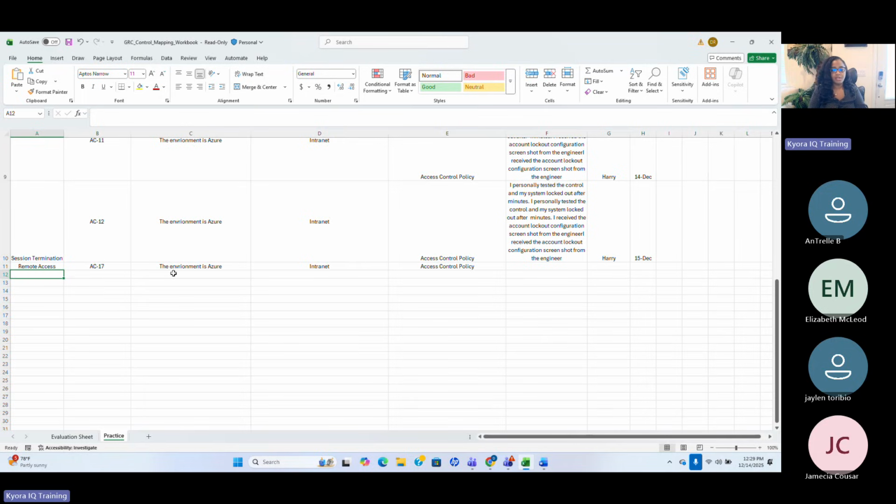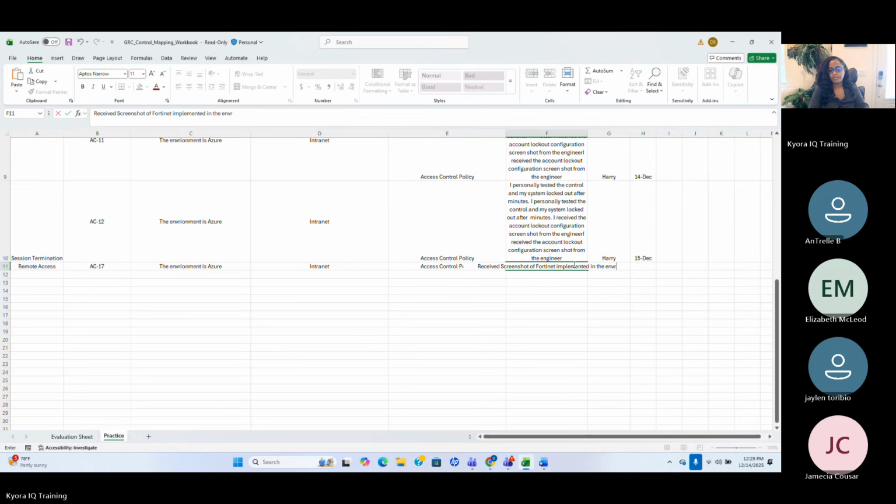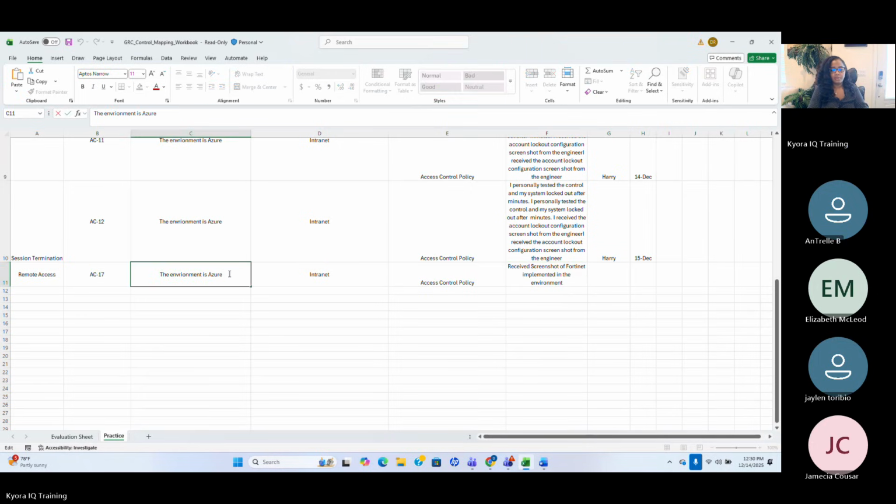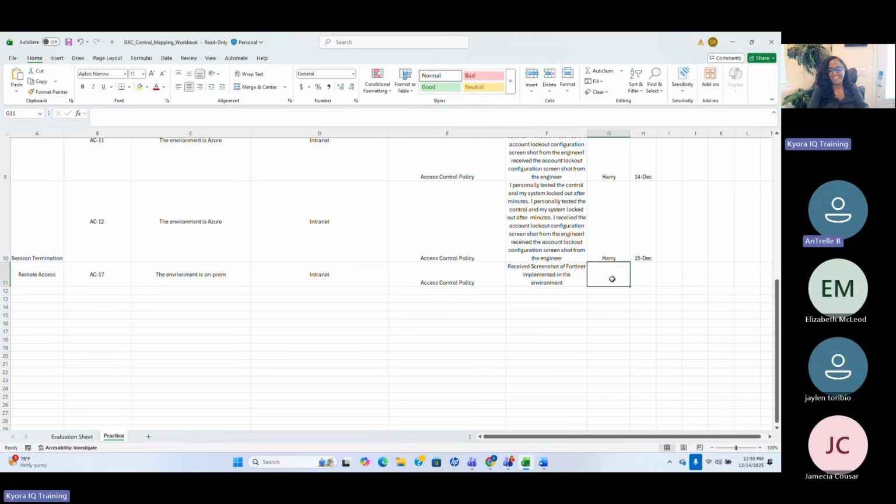Oh, I forgot. I already did that. Received. A screenshot of, let's just say, Fortinet implemented. But you need to change C because that one was for on-prem. You're right. Change it on your book, girl.